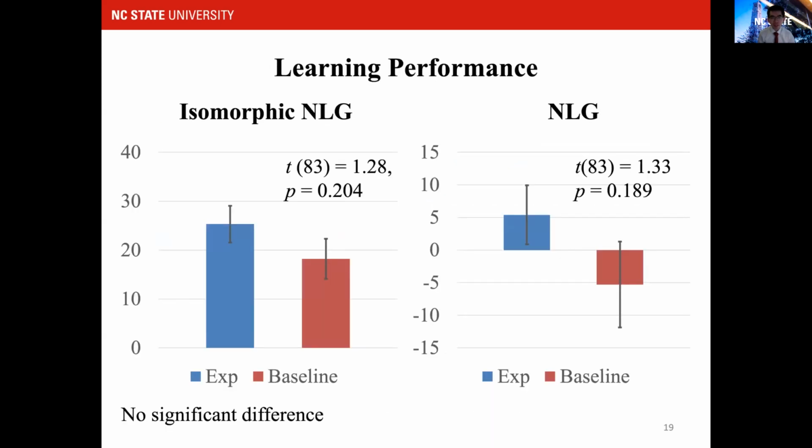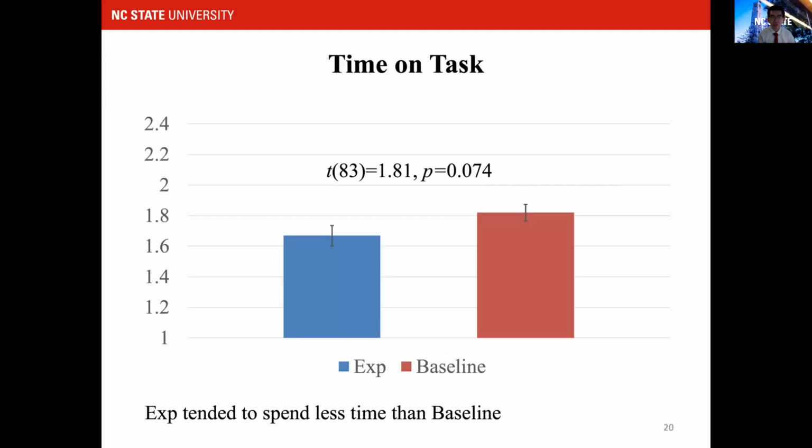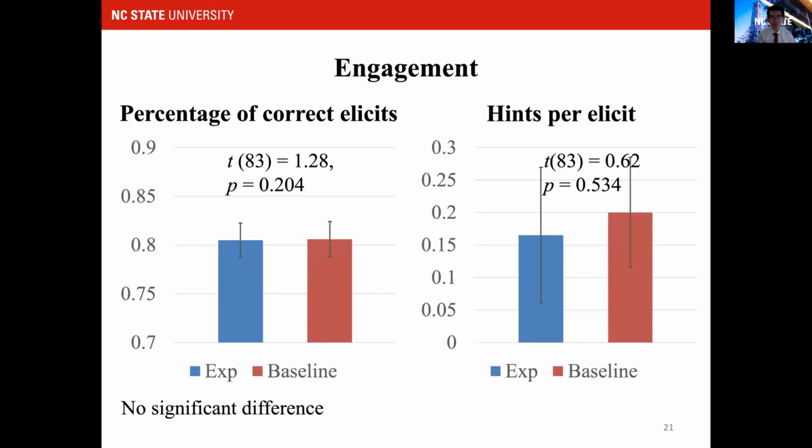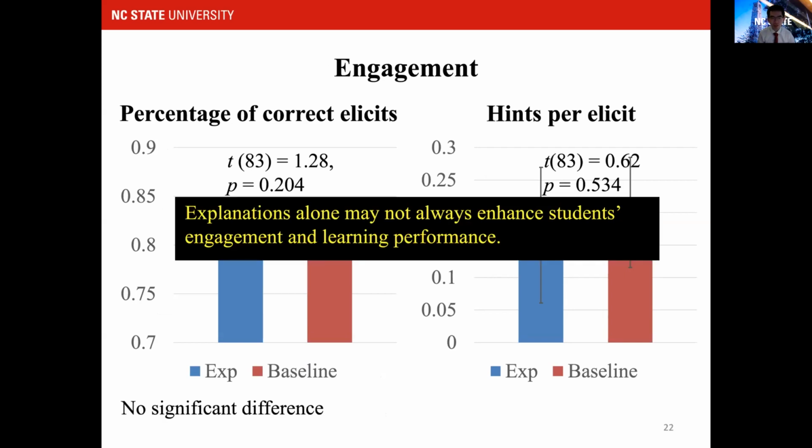In order to investigate students' learning performance, we analyzed their isomorphic NLG and ALG. Results show that there was no significant difference between the two conditions on these two measures. For time on task, the EXP condition tended to spend less time than the baseline condition. Finally, the results for engagement were kind of unexpected. There was no significant difference between the two conditions on both the percentage of correct elicits and hints per elicit. Overall, the results suggest that explanations alone may not always enhance students' engagement and learning performance.